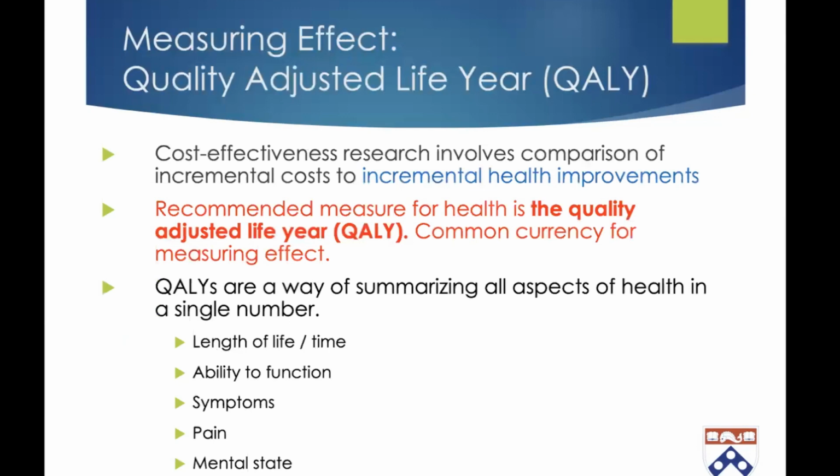All right, now I'm going to switch over to measuring effect. I'm going to start with the quality adjusted life year. Everybody's eyes usually glaze over with this part, but you really need it if you're publishing results, because they want the cost per quality as your primary outcome. So cost effectiveness research again involves comparison of the incremental cost to your incremental health improvements.